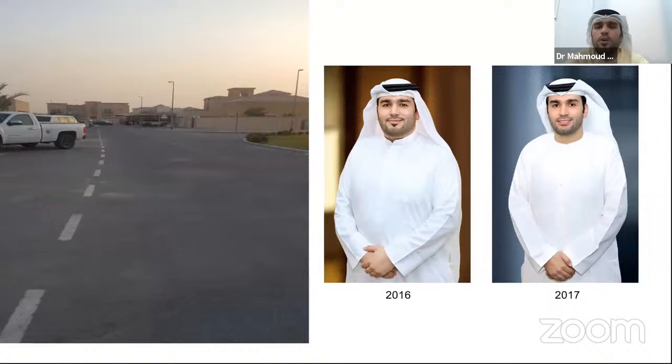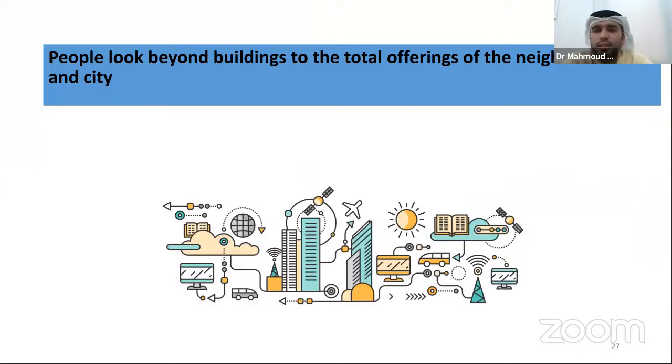We found that people look beyond buildings, people look beyond the city's physical infrastructure. They look to the neighborhood, they look to the city amenities, physical and non-physical. So providing a total solution is important, and looking at the city as a total system is important.